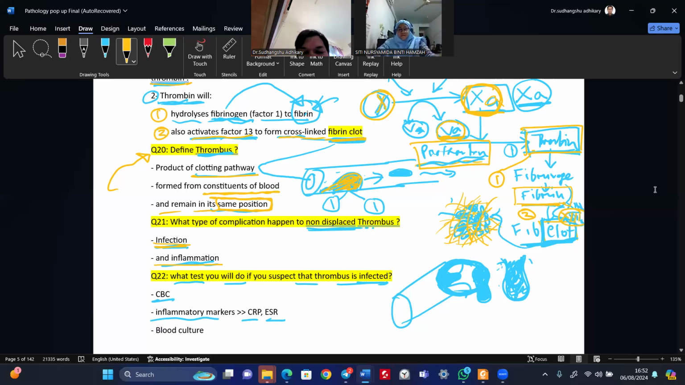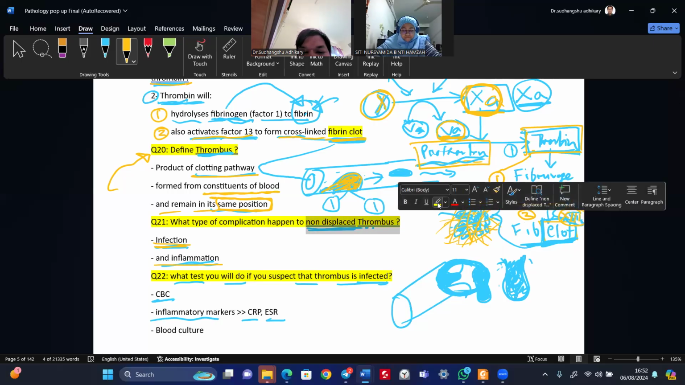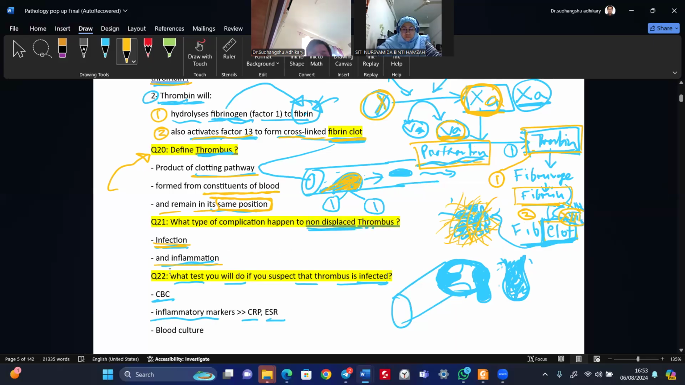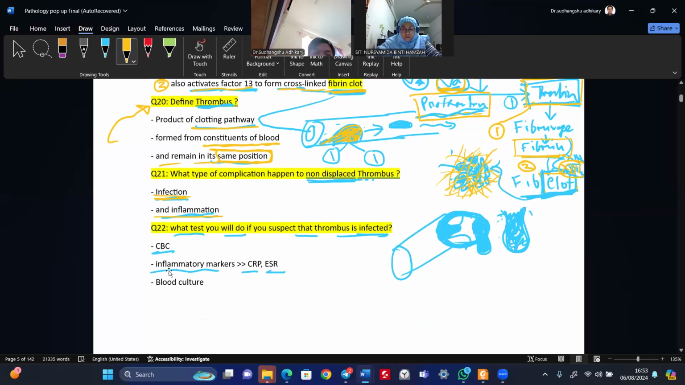Okay. So what type of complication can a non-displaced thrombus lead to? Infection and inflammation. What test will you do if you suspect that the thrombus is infected? We will do CBC, inflammatory markers, CRP, ESR, and blood culture.